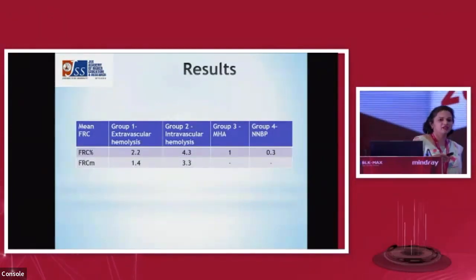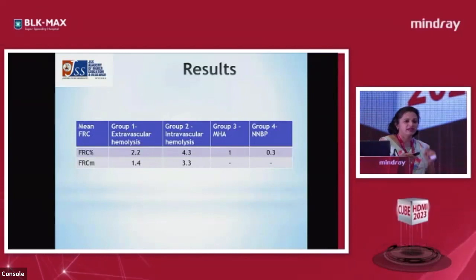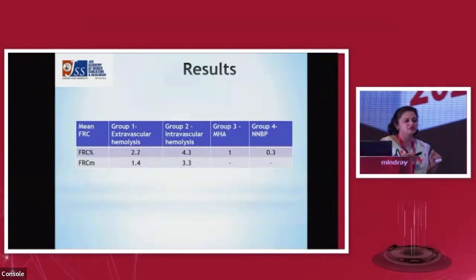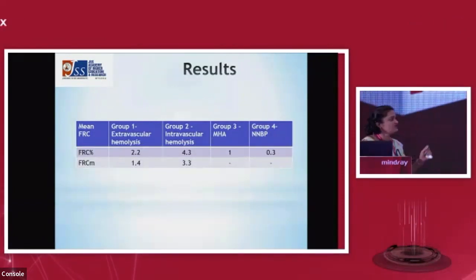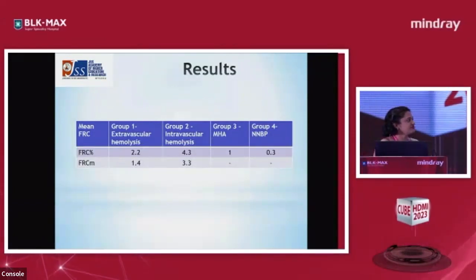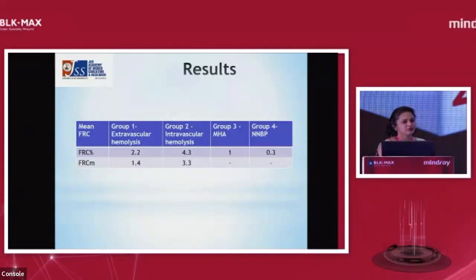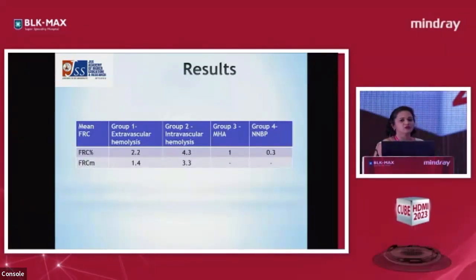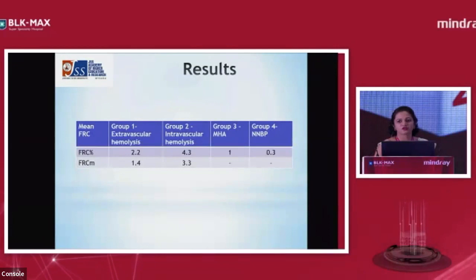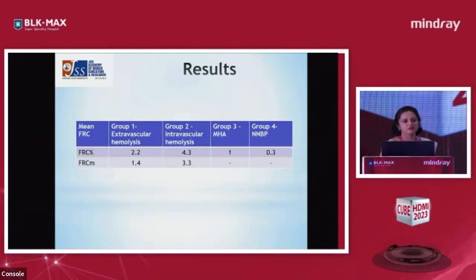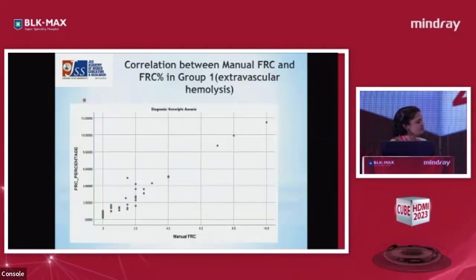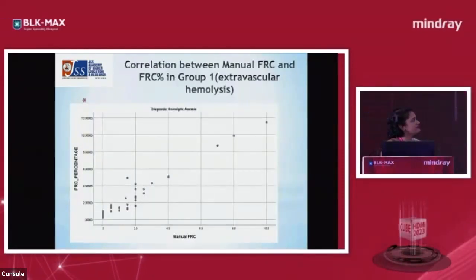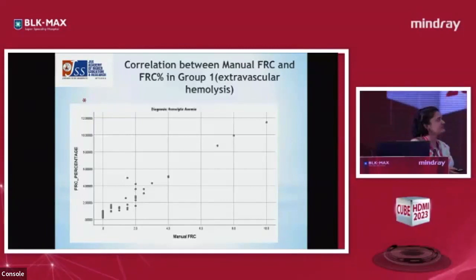And in group 3, microcytic hypochromic anemia, the mean FRC obtained by the analyzer was 1%, whereas manually all those were smaller microcytes or poikilocytes which were analyzed by the instrument in the FRC area as fragmented RBCs. So that is a false positive result in the microcytic hypochromic anemia group. And in the normocytic normochromic blood picture, which was a control group, the analyzer gave a mean FRC percentage of 0.3%.